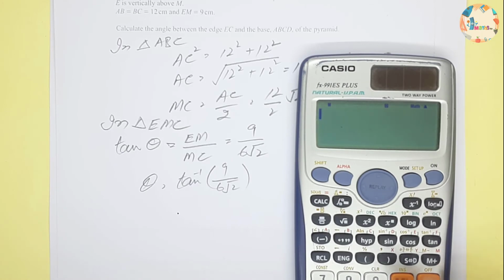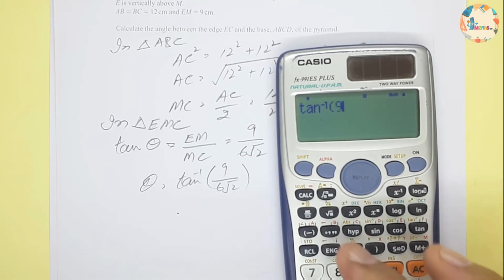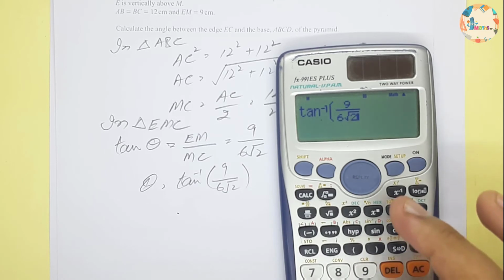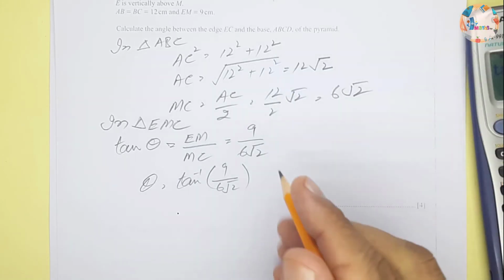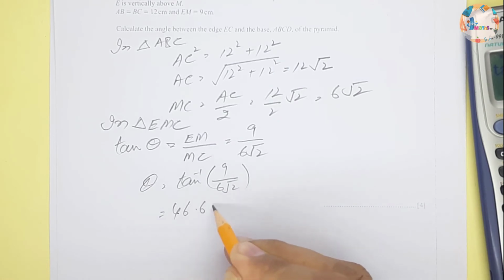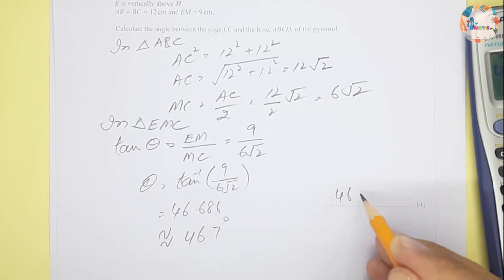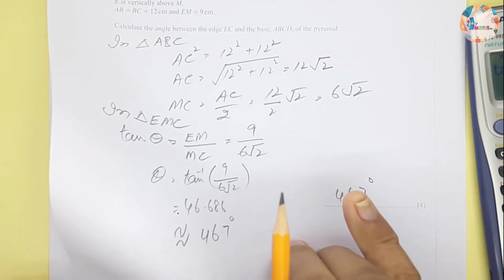So theta will be equal to tan inverse of 9 over 6 under root 2, and we can calculate this. Basically we can take tan inverse of 9 divided by 6 under root 2, and we can close the bracket, and this will be equal to 46.686. We can round it to 46.7, so this will be 46.7 degrees. Hopefully you got this working as well.